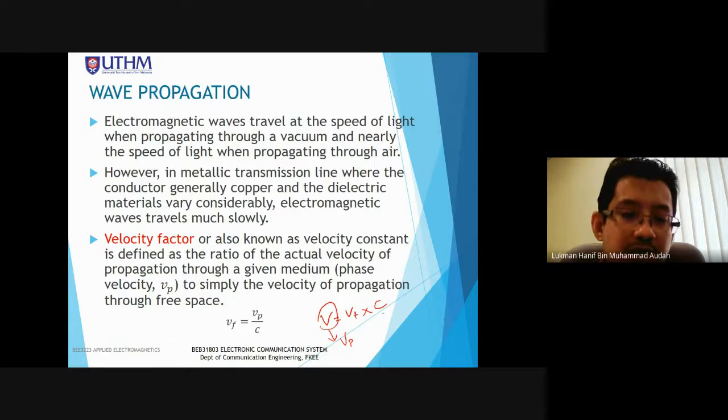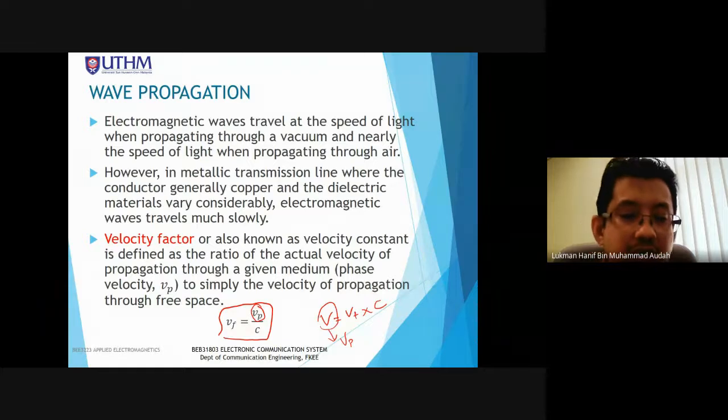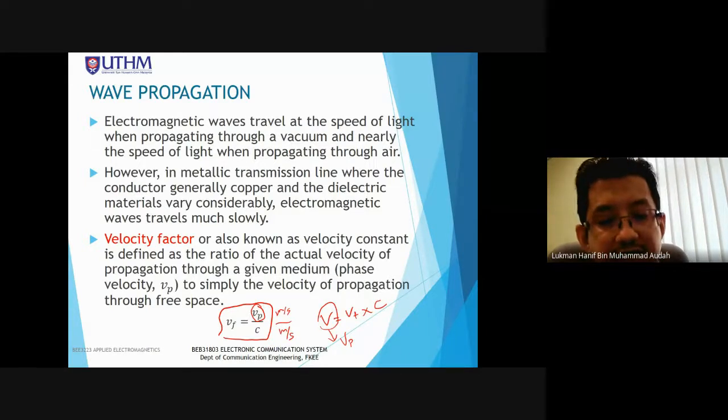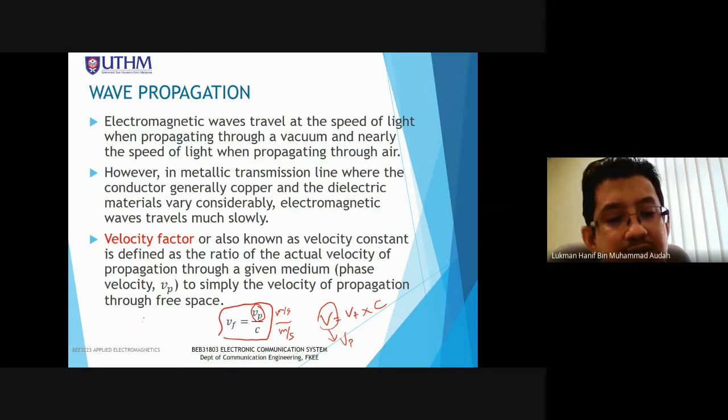So therefore VF, velocity factor, boleh dikira menggunakan persamaan ini. VP ataupun speed of the wave, VP adalah kelajuan gelombang tersebut dibahagikan dengan kelajuan cahaya. Okey. Ini tidak ada unit kerana unit untuk VP adalah meter per second divide with meter per second. So VF has no unit. And saya telah terangkan tadi bahawa VF ini dia bergantung kepada jenis medium. Dan dia punya nilai adalah antara 0 point something sehinggalah 1.0.